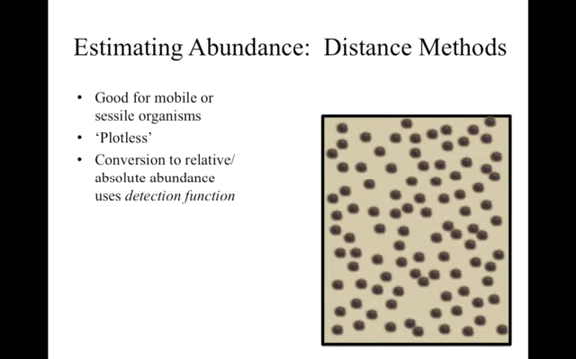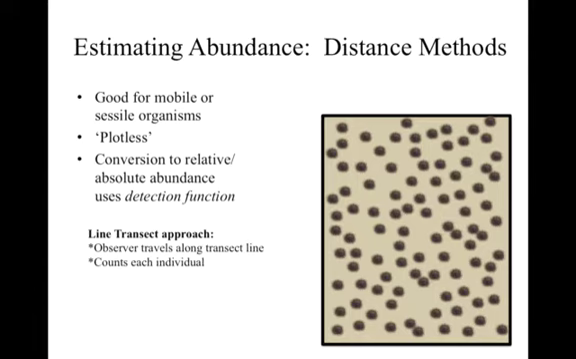All right, so that's one method. That's a plot-based method. The next methods we're going to talk about are plotless. There's no plot we're throwing down, no quadrat. These are known as distance methods, and they're good for both mobile and sessile organisms, so things that move or things that don't. These typically rely on what's known as a detection function.